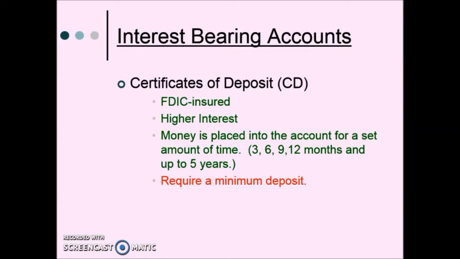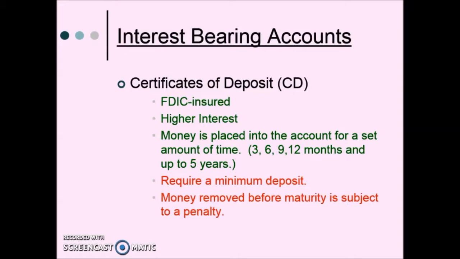The bank is counting on this money being there, substantial amount of money being there, so that they can in turn then use it to make money on your money. And should you need this money and withdraw before the maturity date, it is subject to a penalty, which is typically the last interest or so that's earned.